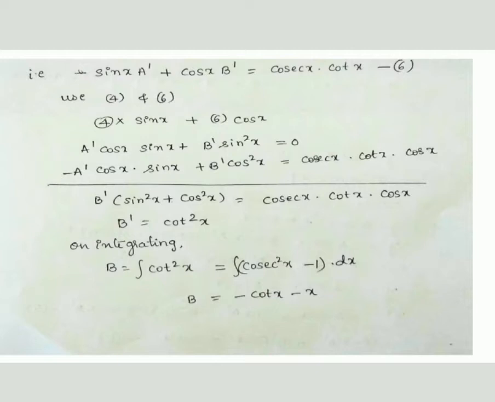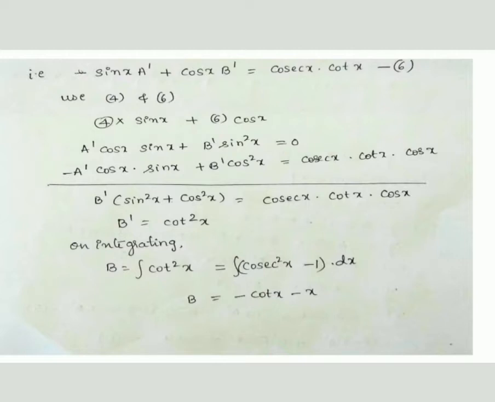Now integrating b dash, we will obtain b. Our intention is to find the parameters a and b. So b is equal to the integration of cot square x. We can't find the integration of cot square x easily, so we will use the formula cot square x is equal to cosecant square x minus 1. Now find the integration of this. Therefore b is equal to the integration of cosecant square x, which is minus cot x, and the integration of minus 1, which is minus x. So we obtain the b value.